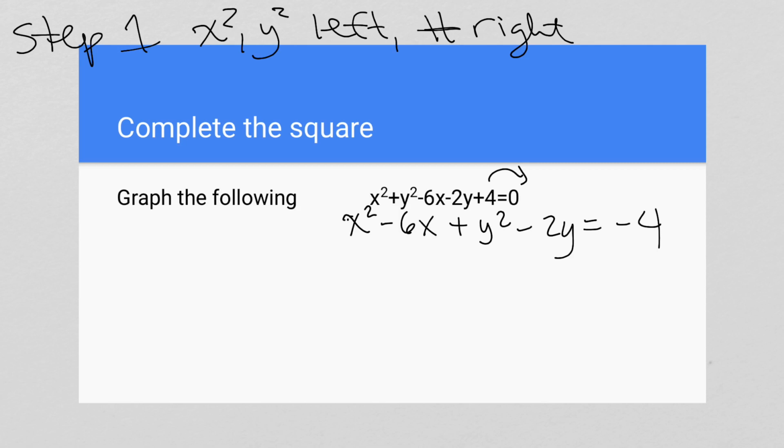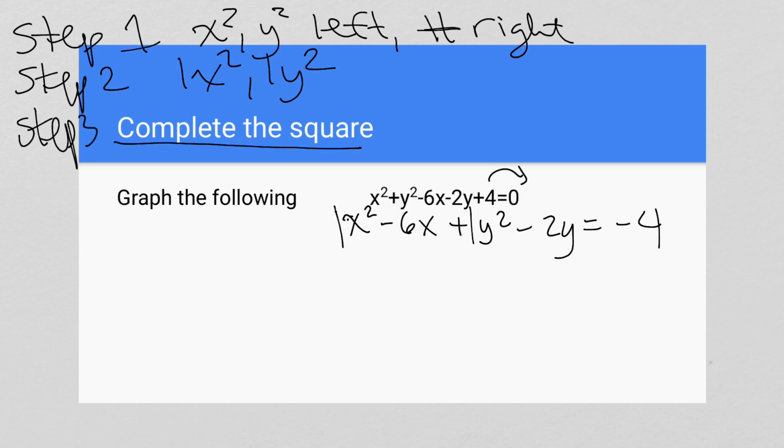Now, this is definitely a circle because take a look at my coefficients. My x squared is 1, my y squared is 1, so it's not going to be an ellipse or hyperbola. It's not going to be a parabola because a parabola has to have only one of them squared. So we know this is definitely a circle. Our step 2 is to make sure that it is 1x squared and 1y squared, so I don't have to factor.